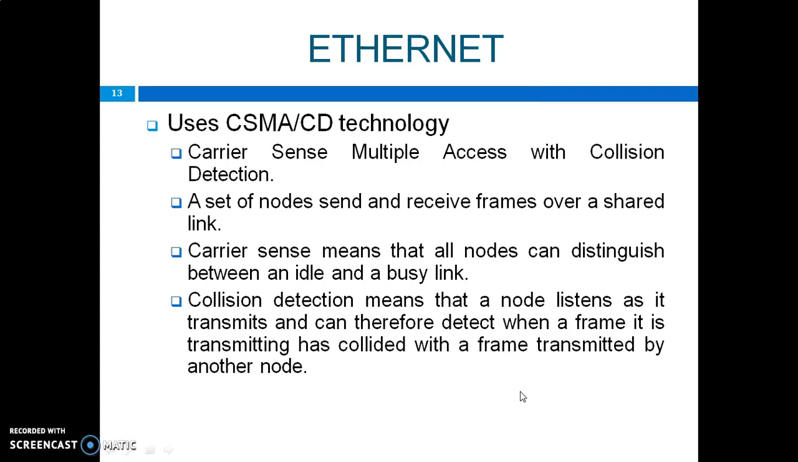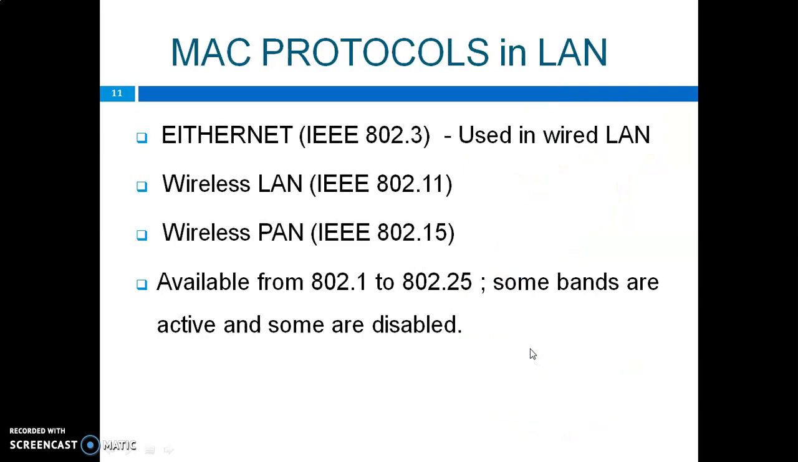So in this, Ethernet comes under MAC protocol, right? So in MAC protocol, these are the types of MAC protocol. We are using Ethernet in wired LAN, in wireless LAN 802.11, and wireless PAN 802.15. So these are the protocols available in MAC.